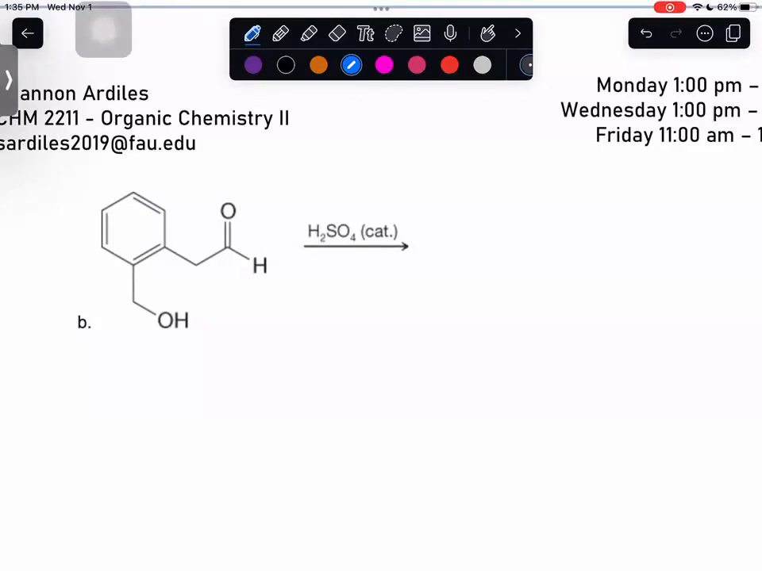And this one is actually a little bit harder because you're not going to get the product that you expected, but for a specific reason in the mechanism.